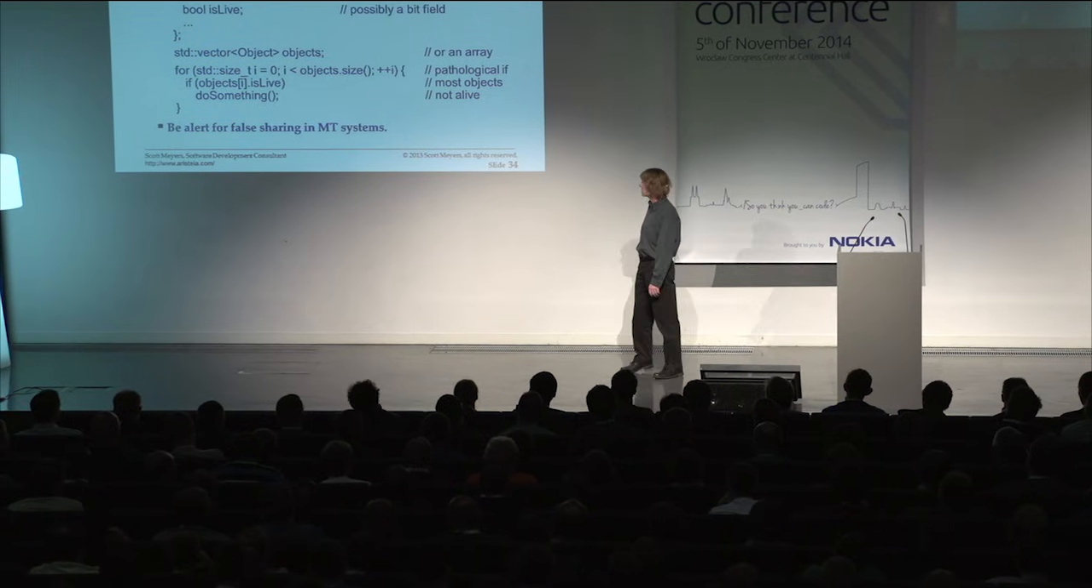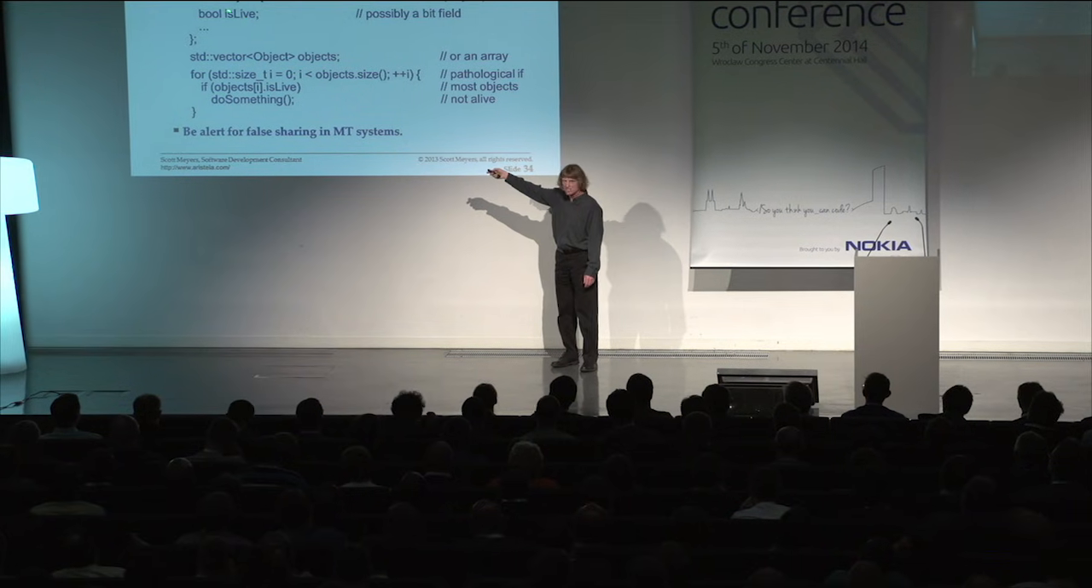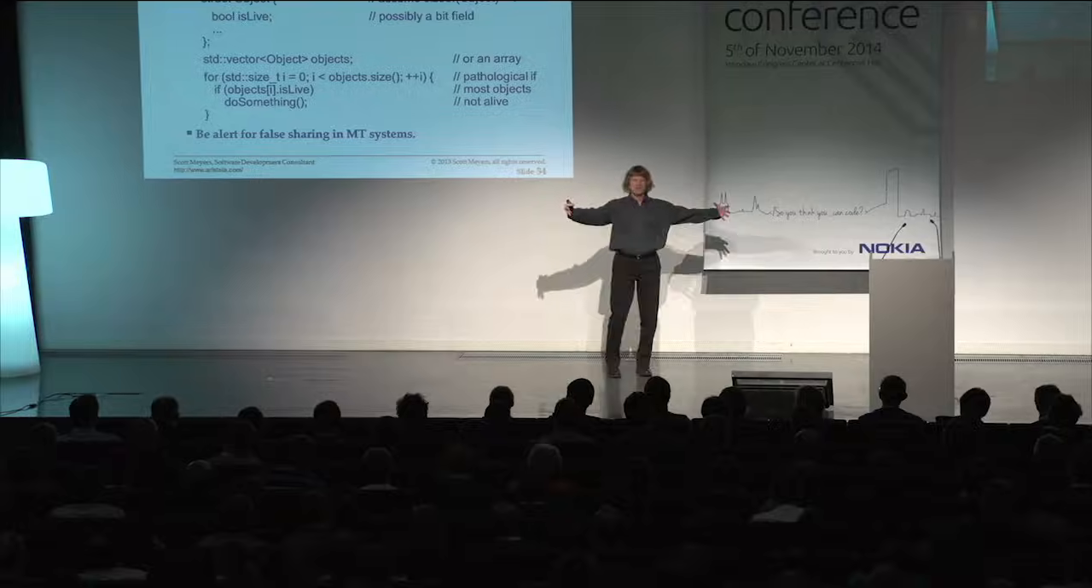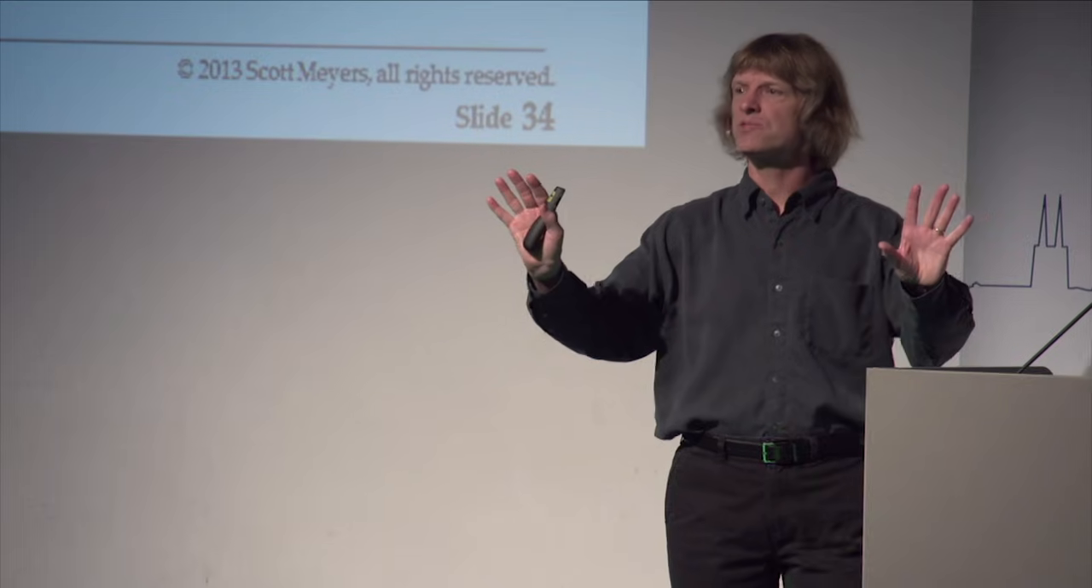And in this particular case, for example, you don't put a Boolean indicating whether an object is alive inside the object. Instead, you have a separate data structure consisting of bits indicating whether individual objects are alive. So when you read in 64 bytes worth of information, you have the information for at least 64 objects, whether they're alive or not, and if you use bit fields, it's 8 times that.